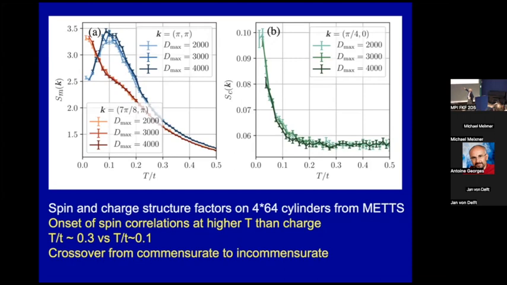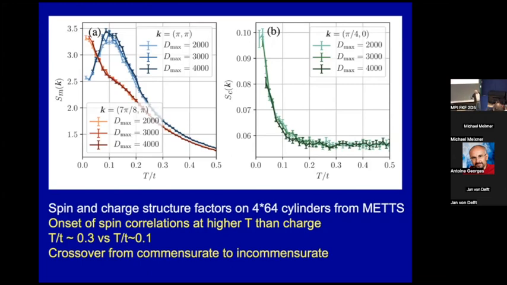And what you see here is that there is an onset of spin correlation, which takes place at a temperature which is fairly high, of the order of 0.4 times the hopping. The guy which dominates here are the pi-pi correlations, so commensurate antiferromagnetic correlations. And then at some point, the incommensurate ones take over. So you see this guy goes down at this temperature of about 0.1, and the incommensurate ones gain over the commensurate ones. And at that temperature in those calculations, the charge onset takes place.